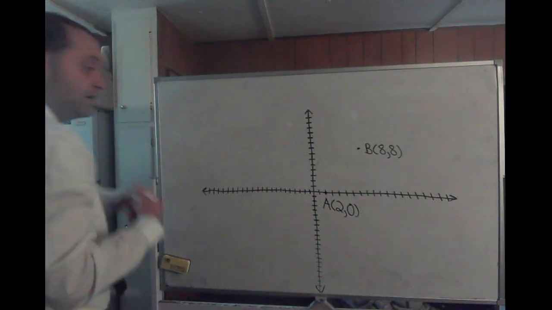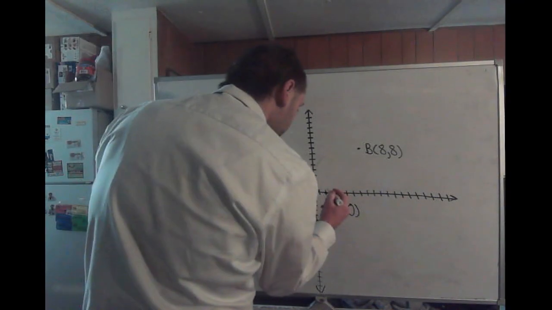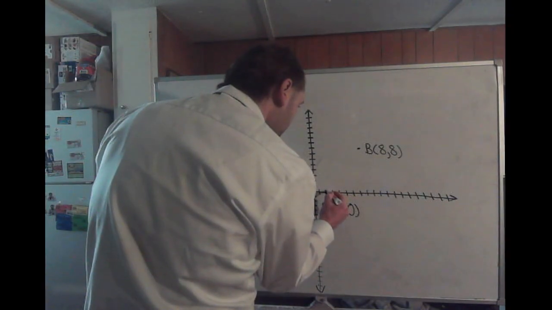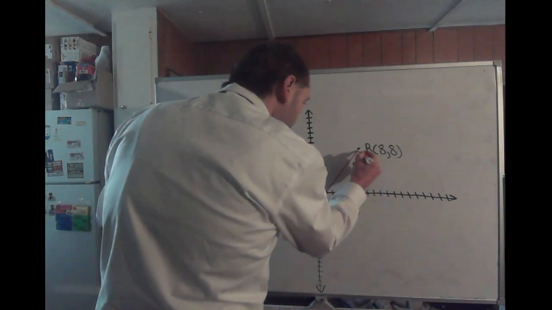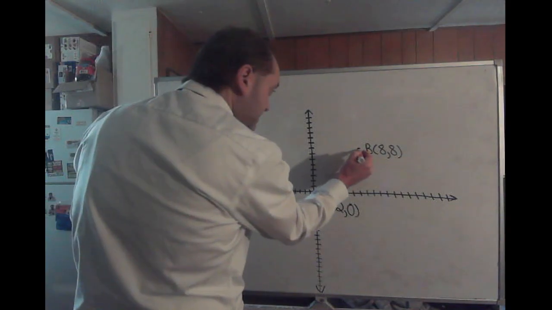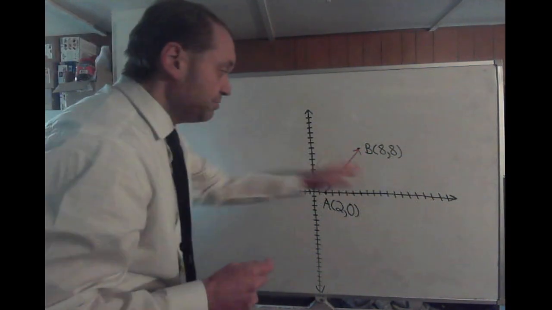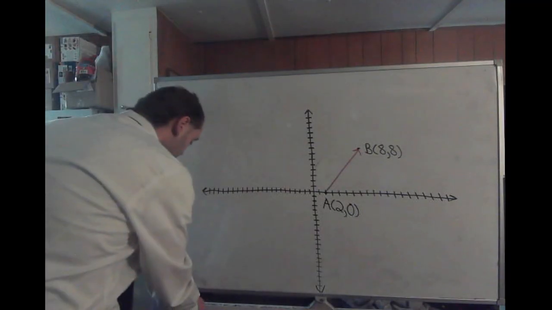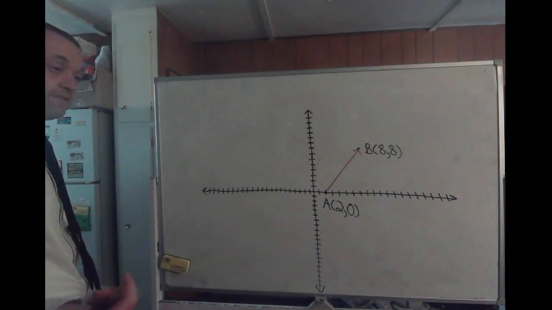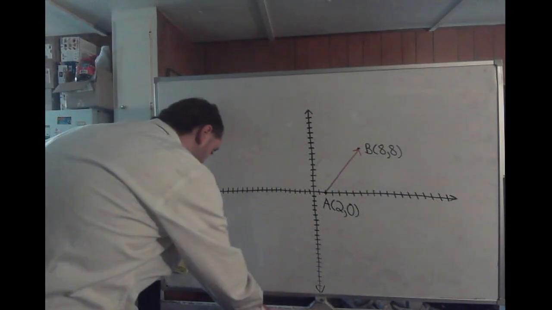So now that we've plotted our points in the coordinate plane, we're going from A to B. You draw a line starting from A, and the tip of the arrow would end up on point B. That denotes your vector from A to B. Now let's actually find the value of that vector.